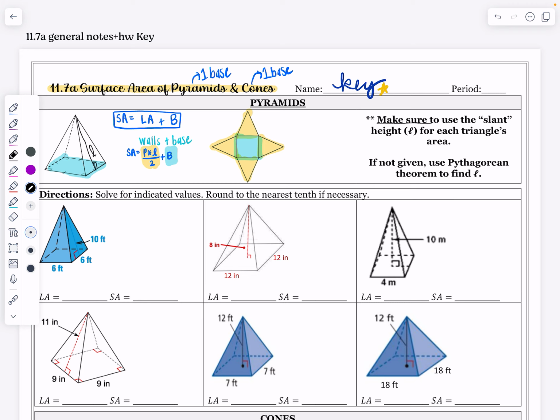If you're not given the slant height, you're going to use the Pythagorean theorem to find the slant height. So if you're given a height, let me just draw one in. If we are given an interior height, you could use the Pythagorean theorem to say h squared plus a squared equals L squared. Okay. So we will look at a few examples of those. We don't want the interior height, the internal height. That's going to be for volume. We want the slanted height of the walls since surface area goes with walls.